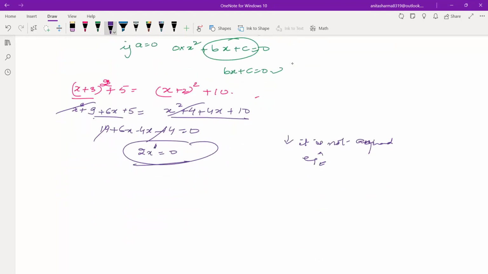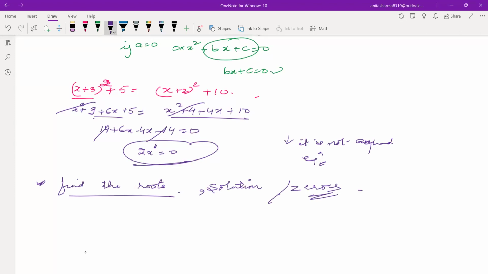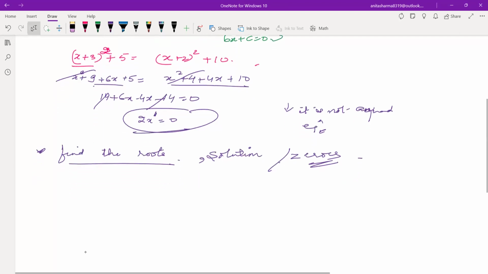Now next is find the roots. Find the roots, or if there is written find the solution, both are the same thing. And one more thing, zeros, right, beta? So these three words have the same meaning. It means you have to find the value of x. So suppose you are given a quadratic equation, x square plus 7x plus 10 equal to 0. How will you find the solution?